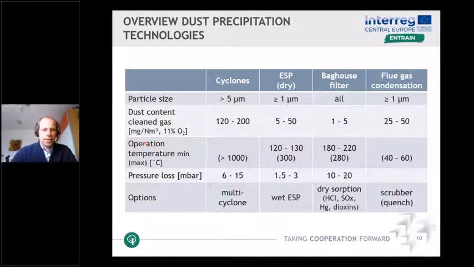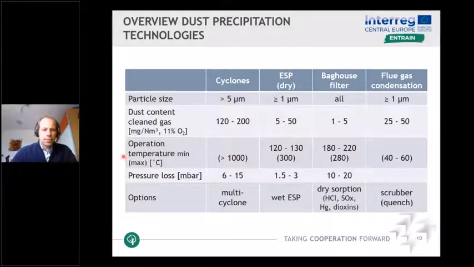Then again, the minimum and also maximum possible operation temperatures of the flue gas, as I already said here, for ESPs in the range of 120 to 130 degrees for minimum temperature, and baghouse filters a bit higher in the range of 180 to 220. Also, ESPs and baghouse filters are rather limited regarding the maximum operation temperatures to around 300 degrees Celsius.